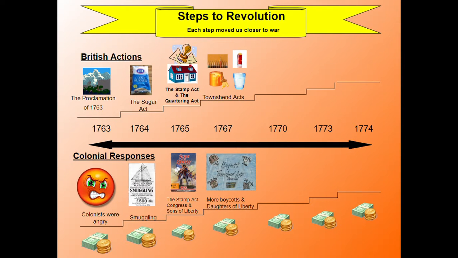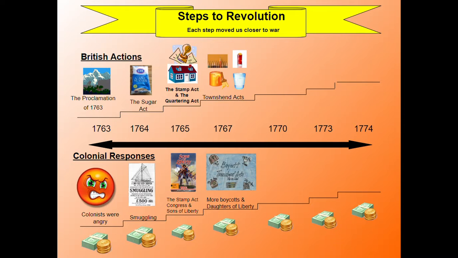So you take a look at this little chart again. Starts with the Proclamation of 1763. That's going to anger the colonists. They're going to start becoming very, very frustrated. They can't move out into the new territory. The Sugar Act, we're going to start smuggling now. We're not going to pay for that. The Stamp Act is going to bring the Sons of Liberty and pamphlets and people speaking openly against the British.